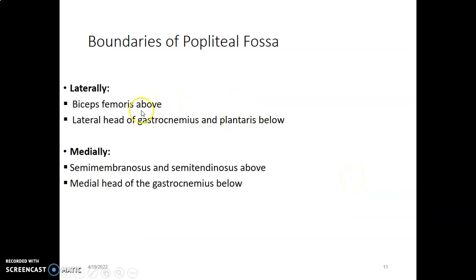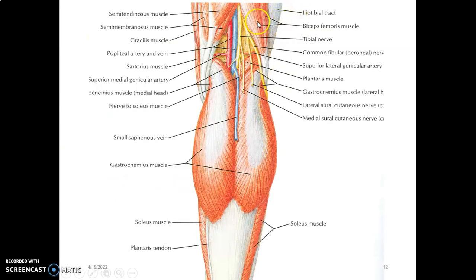So laterally, you have the biceps femoris above, and below, you have the lateral head of gastrocnemius and plantaris. Superiolaterally, biceps femoris, inferiolaterally, lateral head of gastrocnemius and plantaris. Superiomedially, you have semimembranosus and semitendinosus, while inferiomedially, you have the medial head of gastrocnemius. Okay, so those are on the medial aspect.